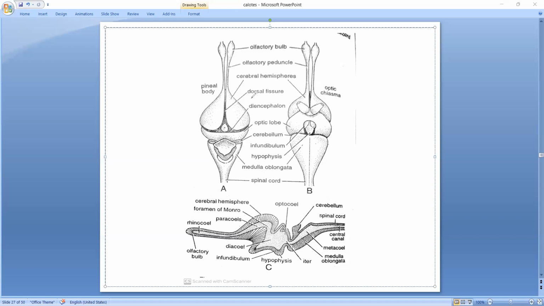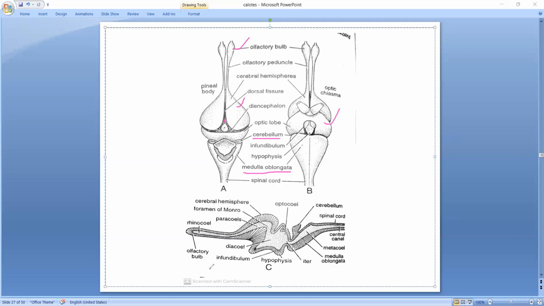Okay, in human beings this is ultimate. So the highest developed cerebrum is in human beings. Anyway, so here the forebrain includes one pair of olfactory bulbs, one pair of cerebral hemispheres, and this region is diencephalon. And the midbrain includes one pair of optic lobes, and the hindbrain includes cerebellum and medulla oblongata.